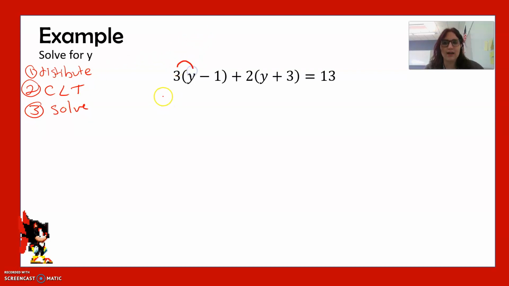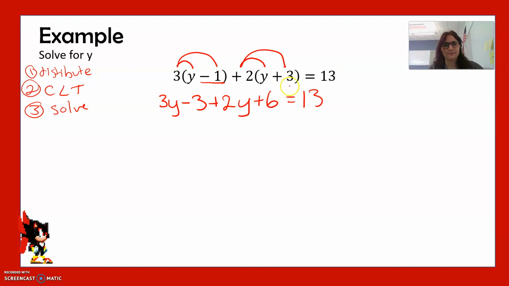3 times y is 3y. 3 times -1 is -3. And now let's do this one. +2 times y is plus 2y. +2 times +3 is +6 equals 13. Do a big old line. Okay, distribute, done. Combine like terms.